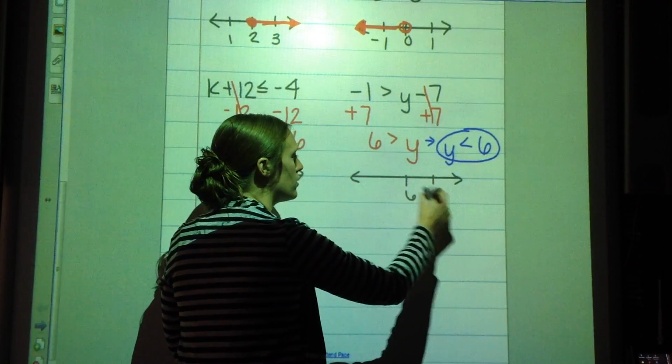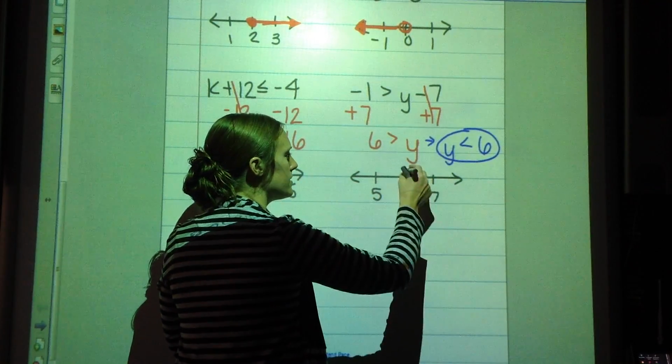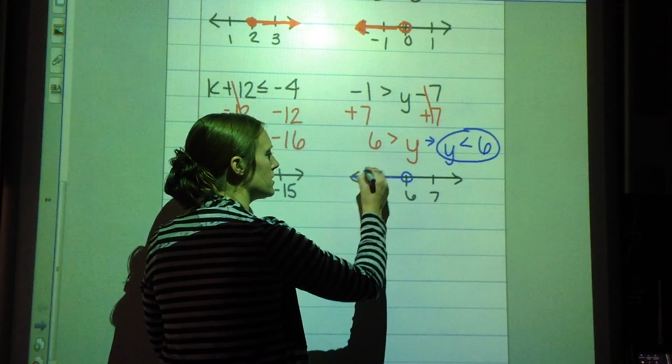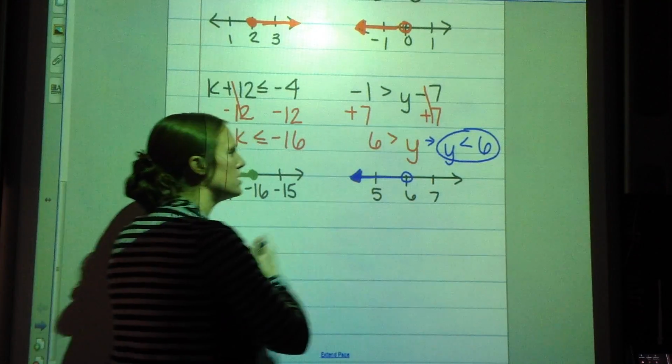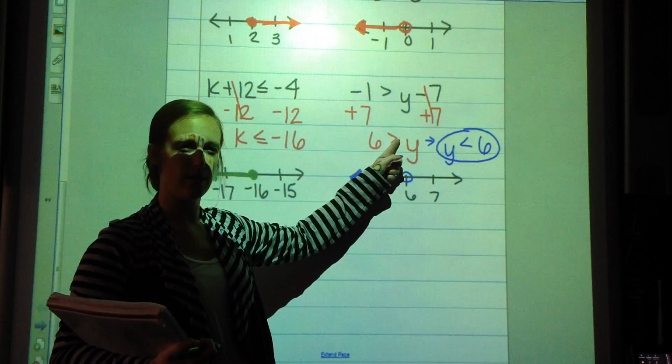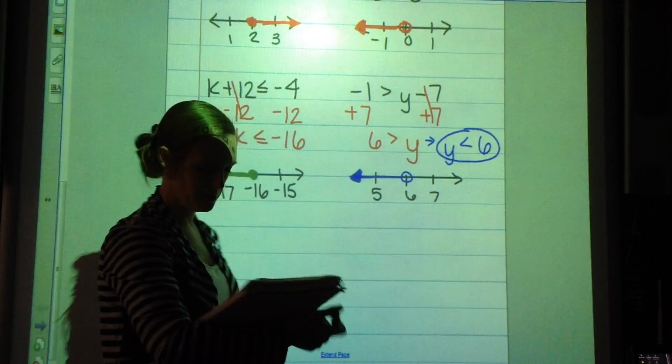One number higher, one number lower. Less than is open and means I'm going to shade to the left. You see, if you would have just left it 6 is greater than y, you probably would have went greater than and it would have been wrong.